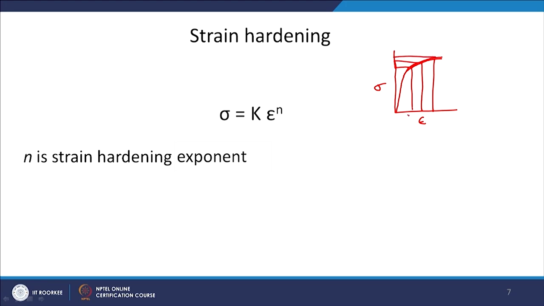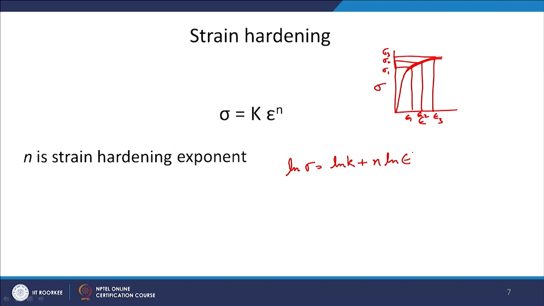Okay. So, you have epsilon 1, epsilon 2, epsilon 3, sigma 1, sigma 2, sigma 3 and so on. Now, if you see this particular equation, if I take logarithm on both sides, the exponent will come down here. Now, it will be something like this. Now, it becomes a linear equation.